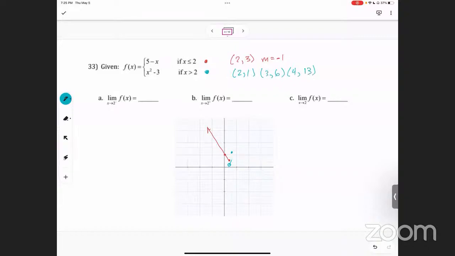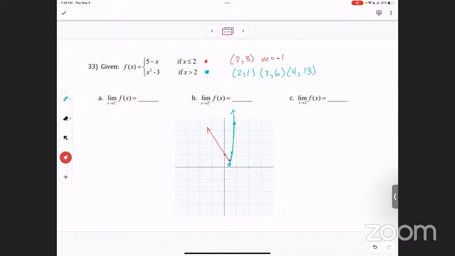Comma 13. So you see how quickly that rises? That's what that's doing. It's hard to tell, but that's actually part of a parabola. It looks like a line, but it's not, it's a parabola. If you had a bigger graph, that would be easier to tell. So now the question is, what's the limit as x goes to negative 2 from the left?